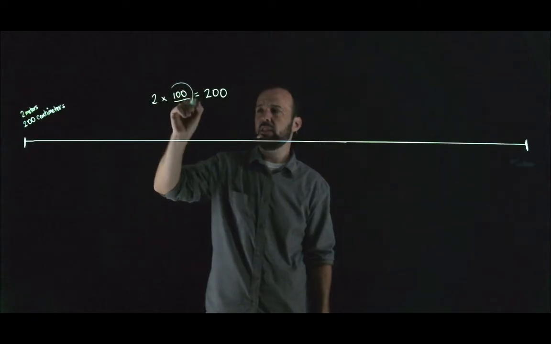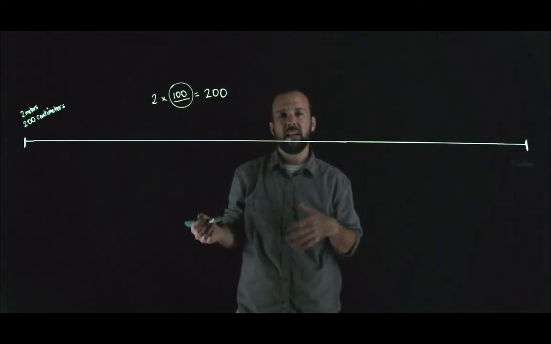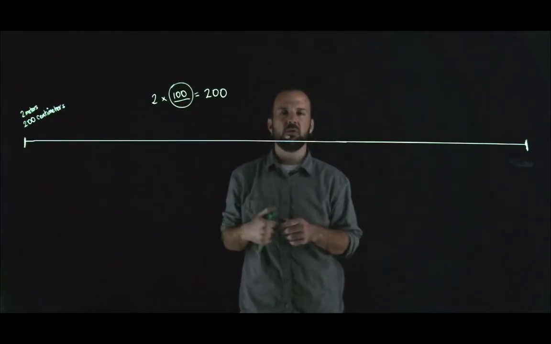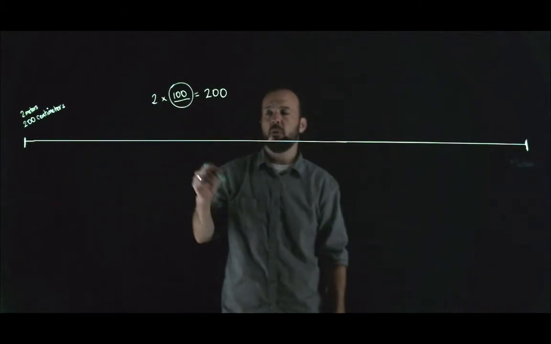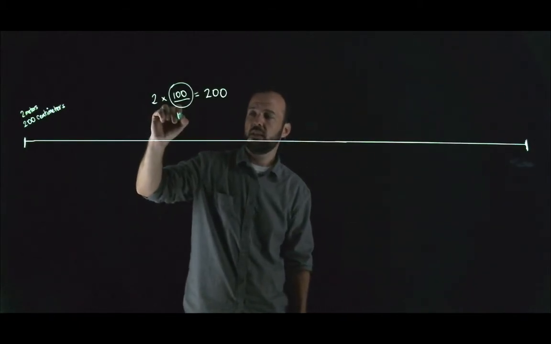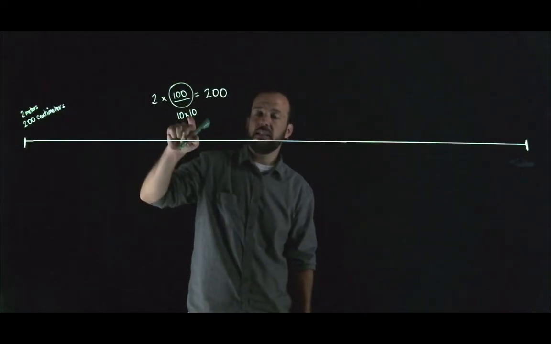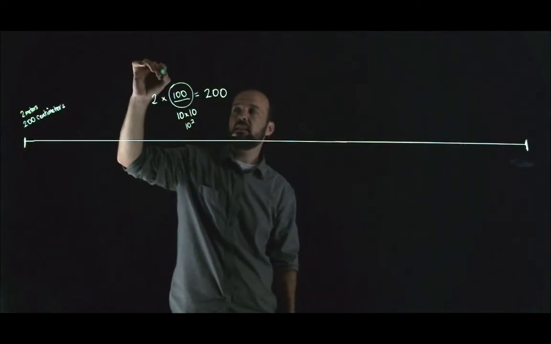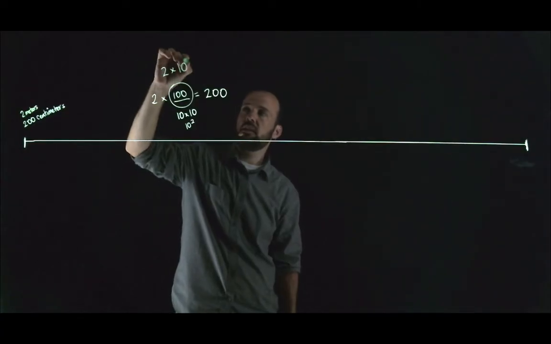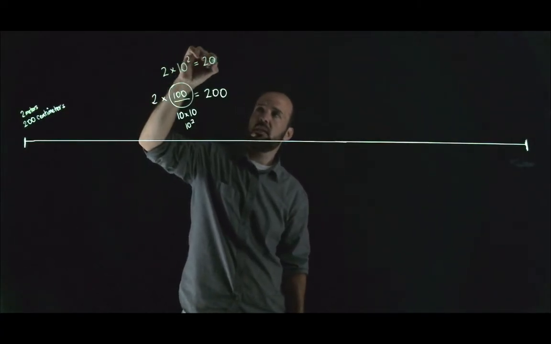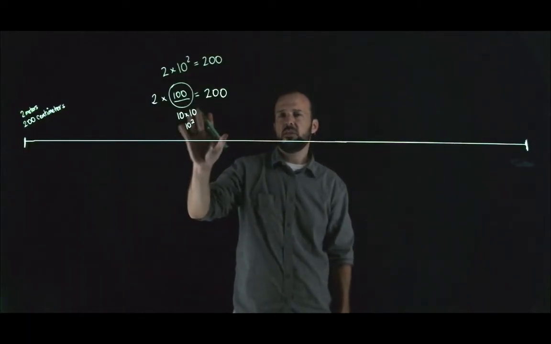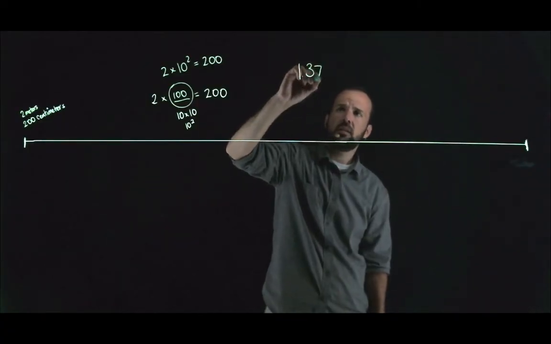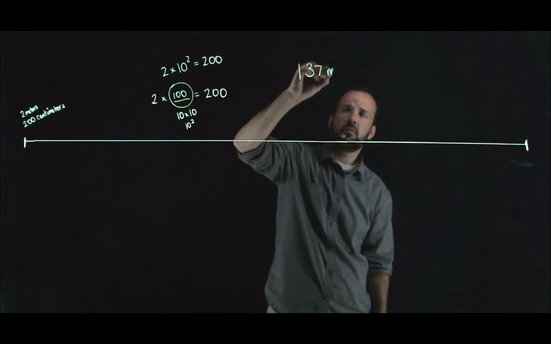Now, this 100 right here, using what we learned in previous lessons about exponents, how can I represent that 100 as an exponent? Instead of just writing 100, what exponent can I use to show the value of 100? Well, we know that 100 is the same as 10 times 10, and 10 times 10 would be the same as 10 to the second power. So I could say 2 times 10 to the second power will give me 200, okay? So taking this for a second, let's say I had 1.37 meters.